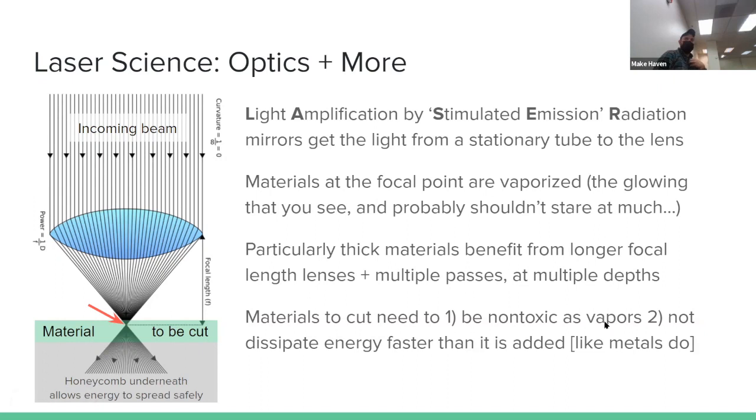But our requirements here is that vapors need to be non-toxic, so you have to be careful about what you're putting in. And the other thing is that your material that you want to cut can't dissipate the energy faster than you put it in. So metals don't cut well in the laser because they're very thermally conductive. And so all that energy spreads out before it has a chance to really burn through the thing to vaporize the material.